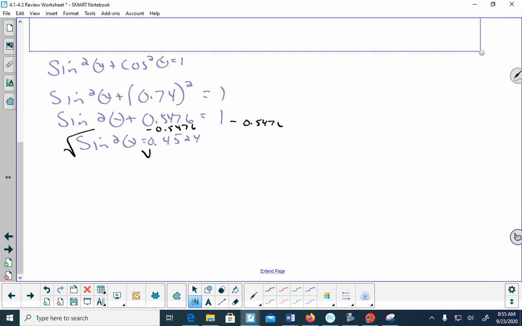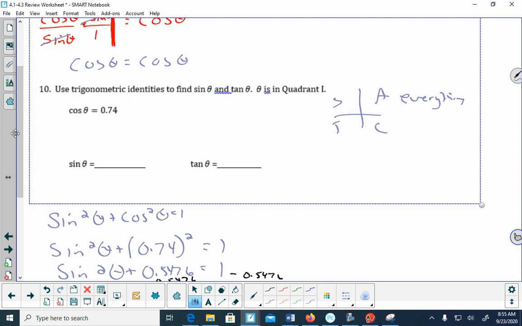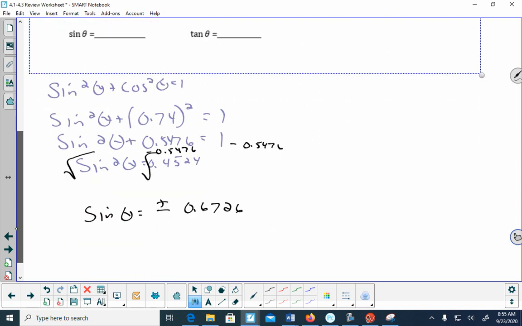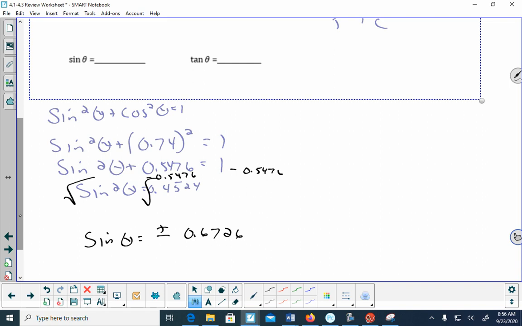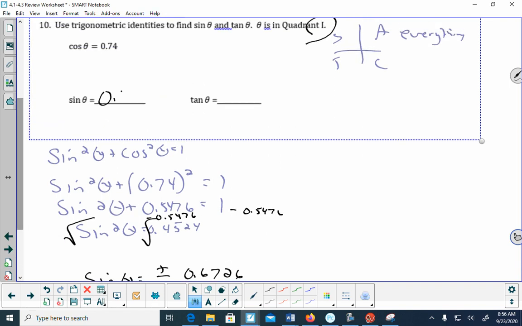Now to solve for sine, because this is sine squared right now, I'm going to take the square root of the left side, which means I'm going to take the square root of the right side. So I'm going to have the sine of theta is equal to, and taking the square root, you get plus or minus 0.6726. But going back up to the first equation, it tells me that I'm in quadrant 1, which means that the sine has to be positive. So I'm just going to give the positive answer of 0.6726. Oh, 3 decimals.